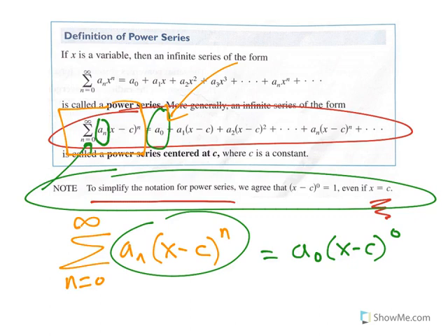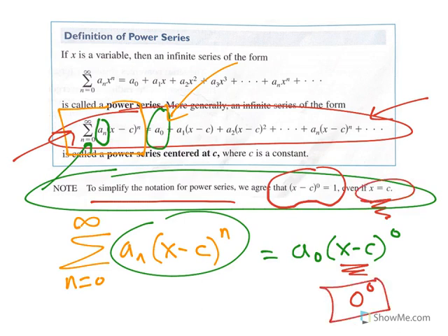So what happens if x is equal to c? When x is equal to c, c minus c would be 0, and you'll have 0 to the 0. So we're just saying, for the sake of simplification, when it comes to notation, we will agree that (x minus c) to the 0 is equal to 1, even if x is equal to c. That's all that says. Normally, this would be undefined.